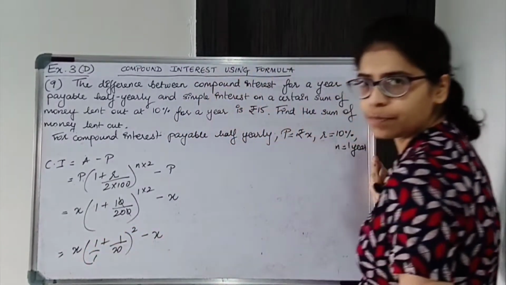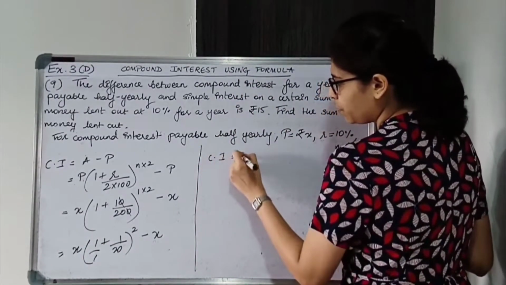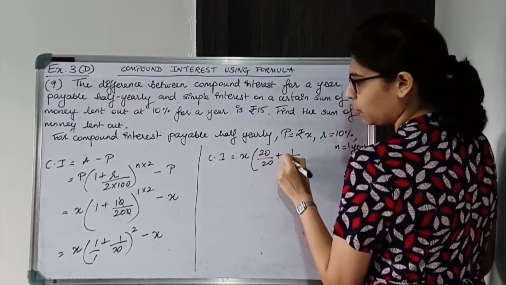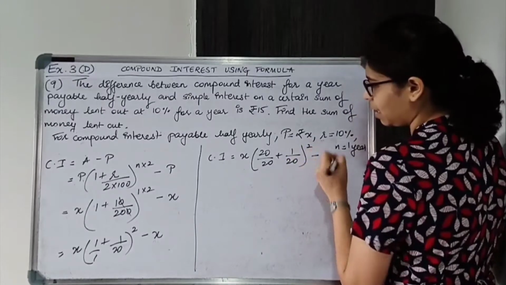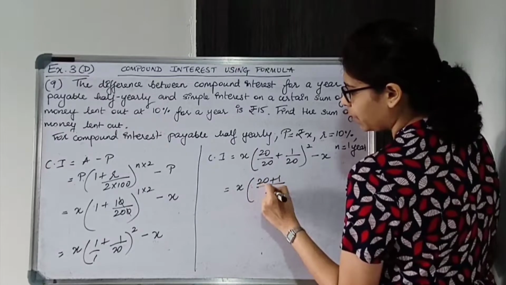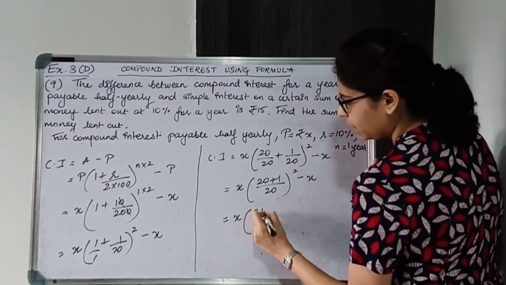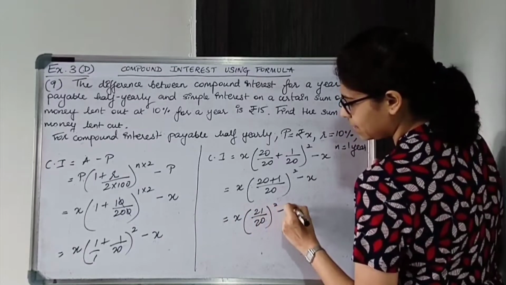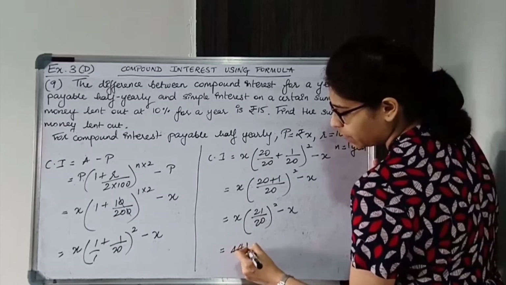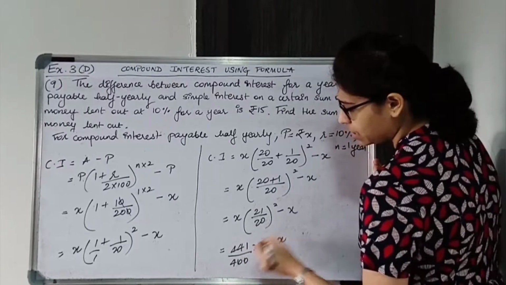Take LCM over here. So CI is equal to X into (20 upon 20 plus 1 upon 20) raised to 2 minus X. So we'll get X into (20 plus 1 upon 20) raised to 2 minus X. So X into (21 upon 20) raised to 2 minus X. So 21 square is 441, 20 square is 400, into X minus X.